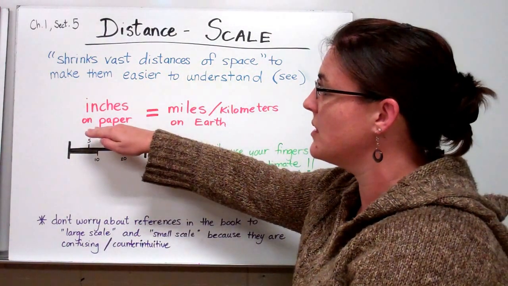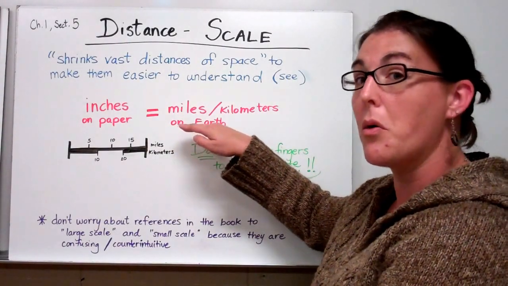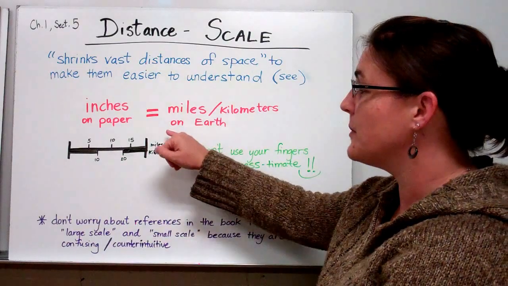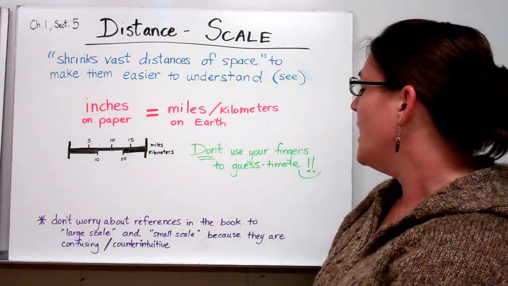Scale is usually written in inches on paper, comparing that to the miles on Earth, or if you're like every other country in the world, kilometers on Earth. So oftentimes on the scale you'll see both references to miles and kilometers.